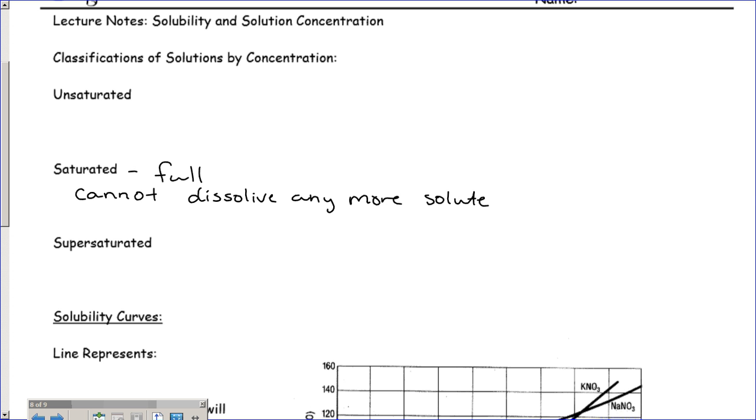Solute is the stuff we're dissolving. Solvent is the stuff doing the dissolving. So knowing that saturated is full, the prefix un means not, or below. So this is below saturated. It is not full. If we put more solute in, that solute is going to dissolve. So here you can dissolve more solute without increasing the temperature.